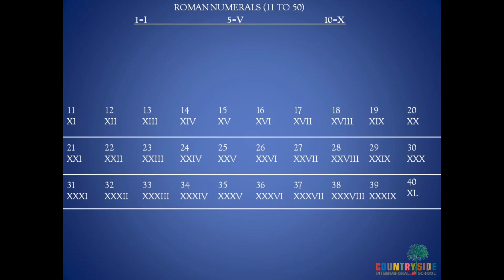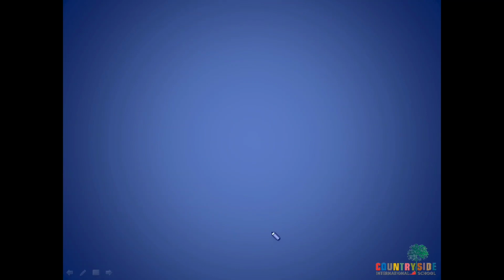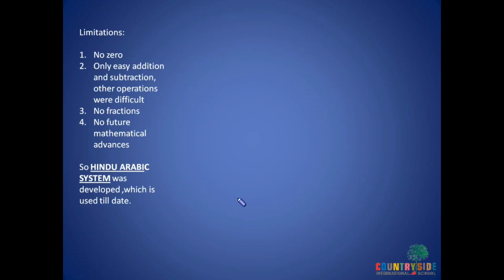Roman numerals are not used today. Why? Because they had some limitations. What were the limitations? They didn't have any symbol for 0. There was no fraction possible, and the symbols were used for easy addition and subtraction only. Other mathematical operations were very difficult to do with Roman numerals. So they are not used today.